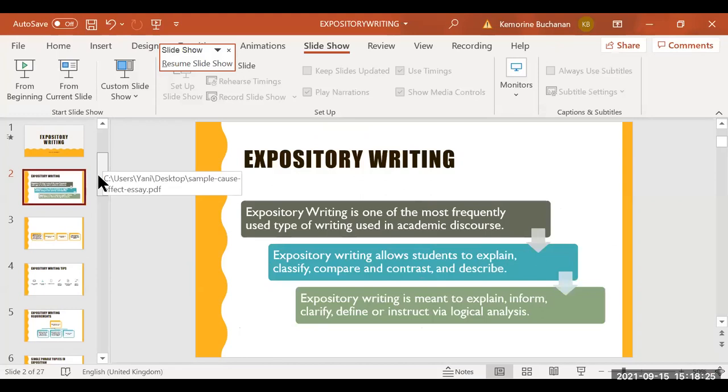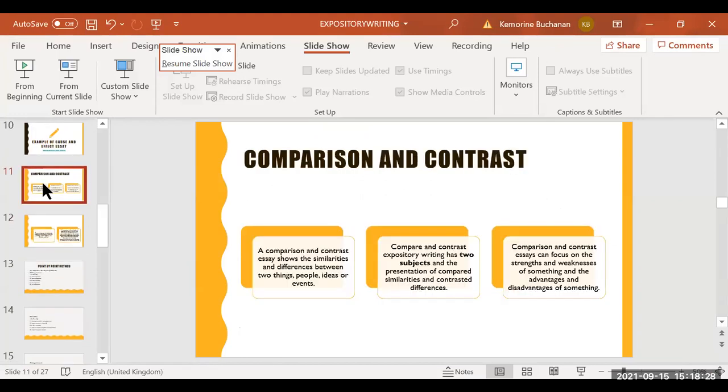All right, let me move back. All right. So that is cause and effects, and I'm going to send you this PowerPoint. So now we have comparison and contrast. A comparison and contrast essay shows the similarities and differences between two things, people, ideas, or events. Compare and contrast expository writing has two subjects, and the presentation of compared similarities and contrasted differences. Comparison and contrast essays can focus on the strengths and weaknesses of something and the advantages and disadvantages of something.